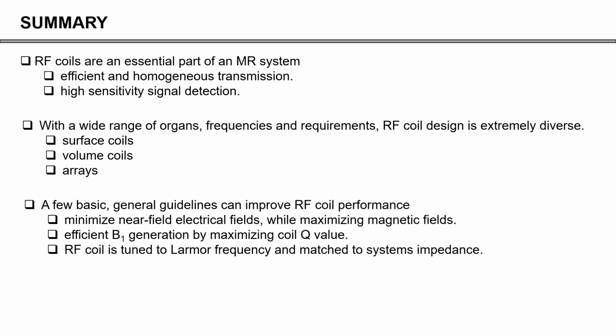Your B1 generation is most efficient when your RF coil Q value is the highest. So use high quality materials and maximize that value. Then of course it's important that the RF coil is tuned to the Larmor frequency and matched to the system's impedance, and that's why you have your variable tuning and matching capacitors. Now, this video only scratches the surface when it comes to RF coils, but I hope that this provides you with a few entry points to read further if you're interested in these kind of things.